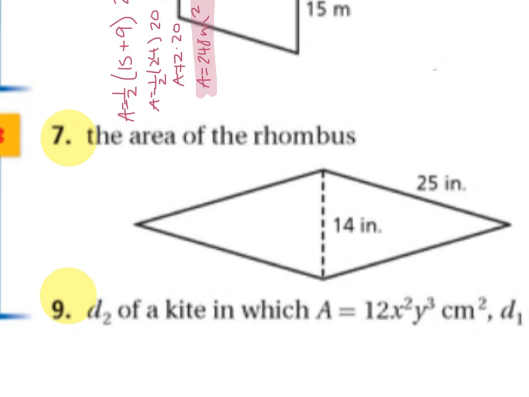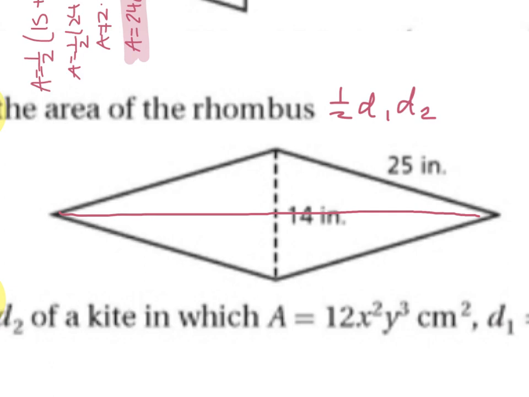Okay, for 7, we need to find the area of the rhombus. So we know the area of a rhombus is 1/2 diagonal 1 times diagonal 2. It gives us one of the diagonals here, and then it gives us these side lengths. So we need to find the other diagonal. So we're going to draw a line where that diagonal is. So in a rhombus, the diagonals bisect each other perpendicularly. So that would mean this has a height of 7. This half of the first diagonal that was given.